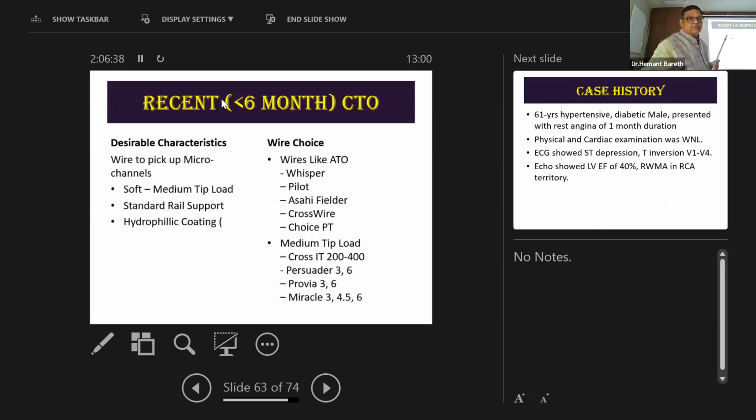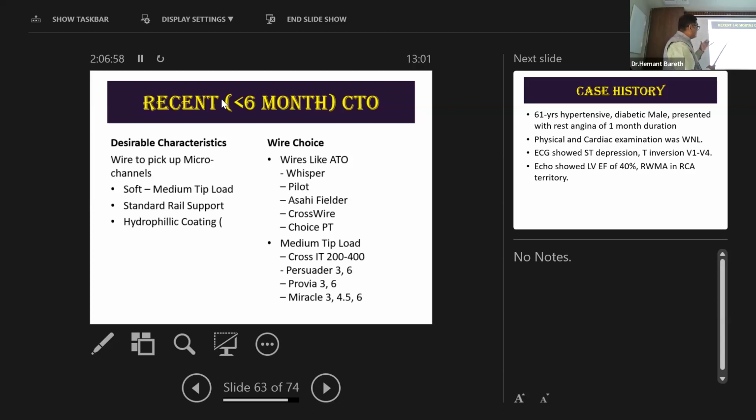2012. So you see that this particular wire, Whisper wire, was used. The difference between Whisper and Fielder FC wire is that Whisper wire is cheaper. Fielder FC wire is more expensive. So a Whisper wire was used to cross this.